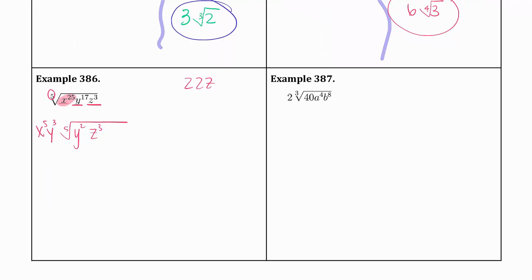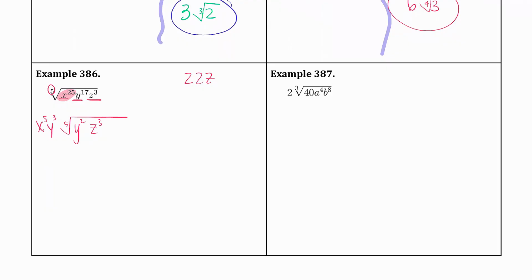And then our last one here, pick whichever way makes the most sense to you. I'm just going to do the factor tree. If I am simplifying the 40, I've got 2 and 20, 2 and 10, 2 and 5. And if I want to rewrite this, I've got the cube root of 2 times 2 times 2 times 5. And then again, if it helps you, you can write this out. A to the 4th is a times a times a times a. B to the 8th is b, b, b, b, b, b, b, b.